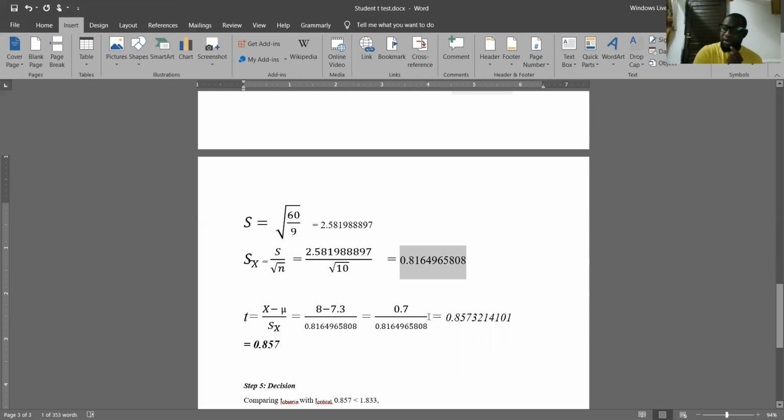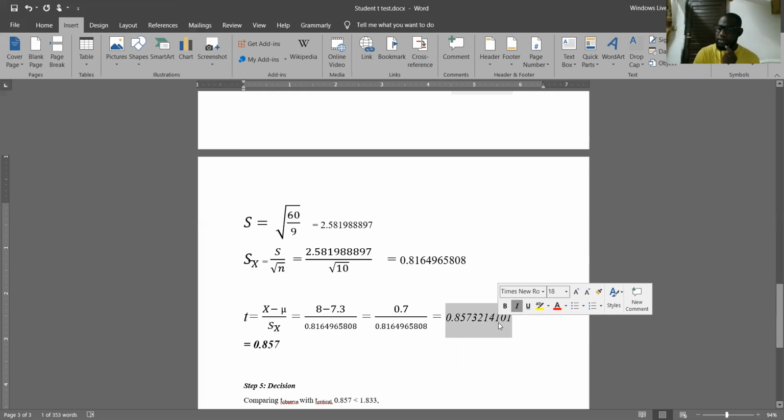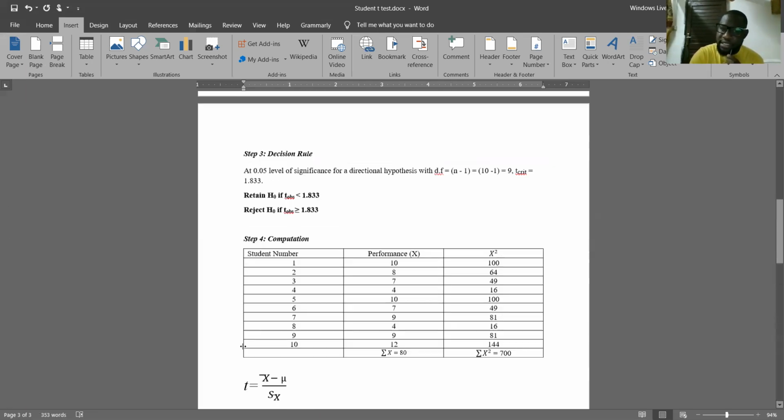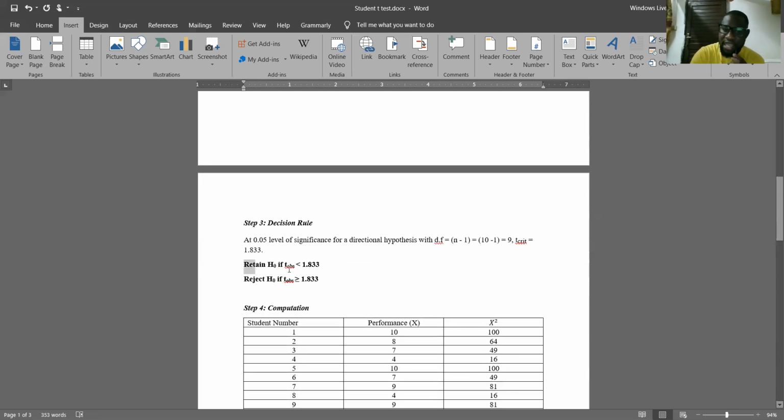So when you calculate, you are supposed to get a t-value of 0.8573 and so on, and you convert this value into 3 decimal places. When you convert, it will be 0.857. So this value, the 0.857, is our t observed. So that will be all for the computation. So when you are done computing, the next thing for you to do is the decision.